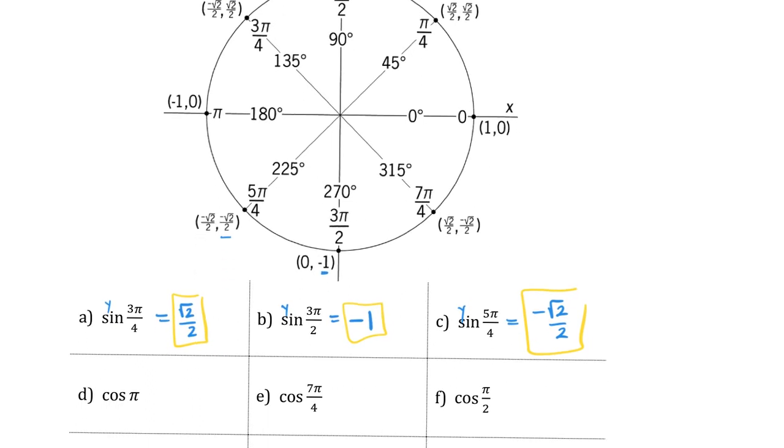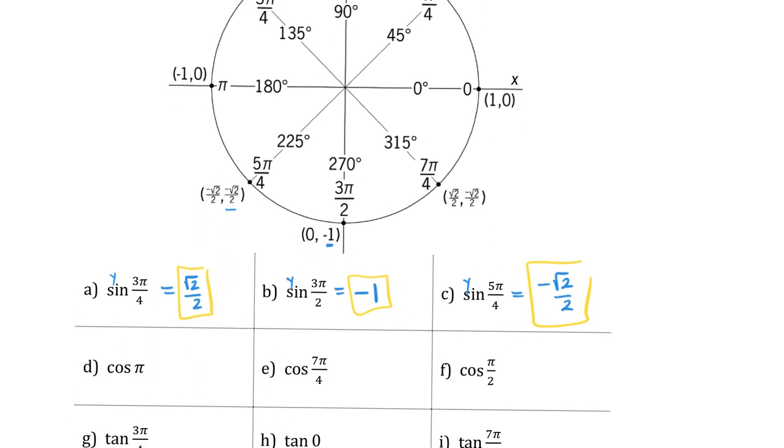Let's keep going. Okay, cosine. Cosine is the x, sine is y, cosine x is alphabetical. So at pi, look for pi, there's pi. The x coordinate is the first one. So the cosine of pi is negative 1. The cosine of 7 pi over 4. 7 pi over 4. Cosine is the x coordinate.